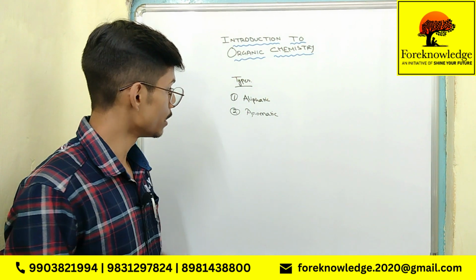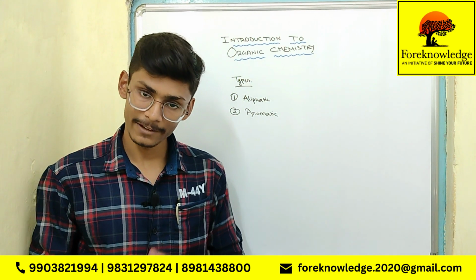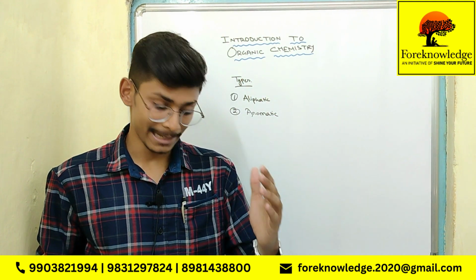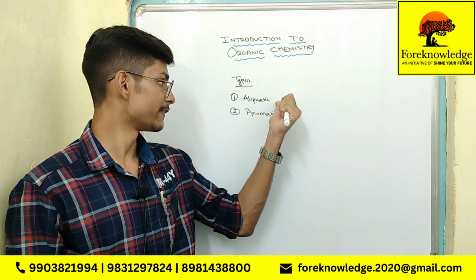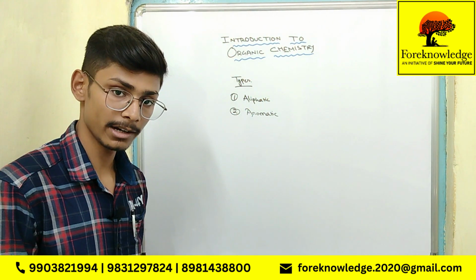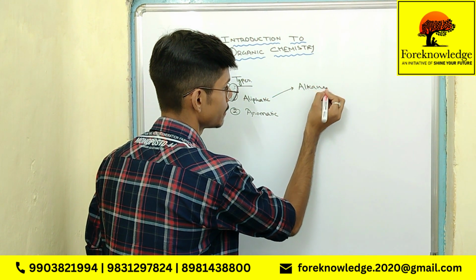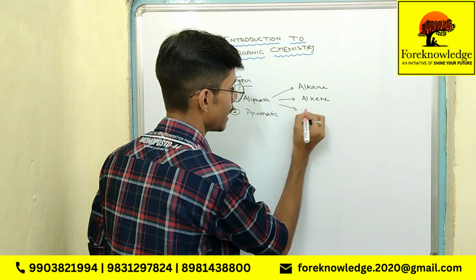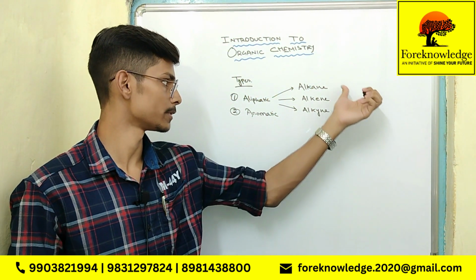Okay, so let me tell you the proper definition of aliphatic hydrocarbon. An aliphatic compound or aliphatic hydrocarbon is an organic compound containing carbon and hydrogen that are usually linked together in chain structure. Now there are 3 types of aliphatic hydrocarbon, that is alkane, alkene, and alkyne. We have already heard about these 3 terms.